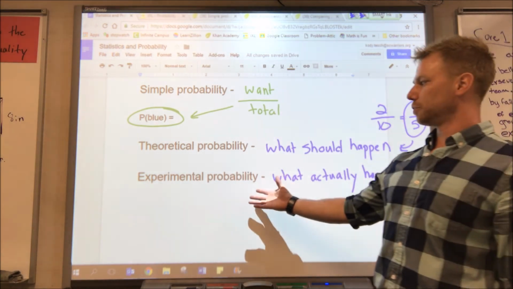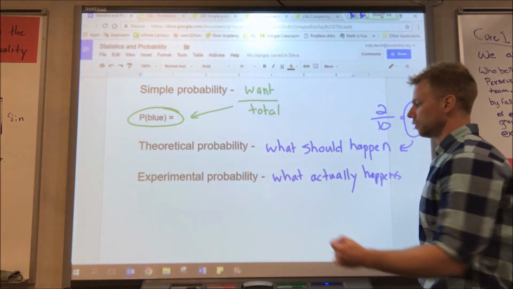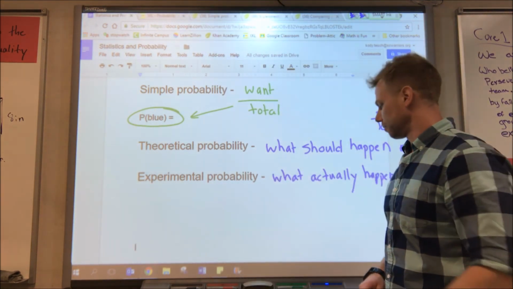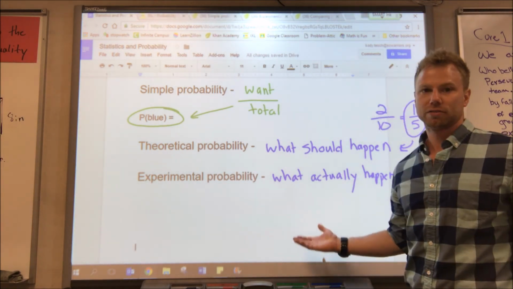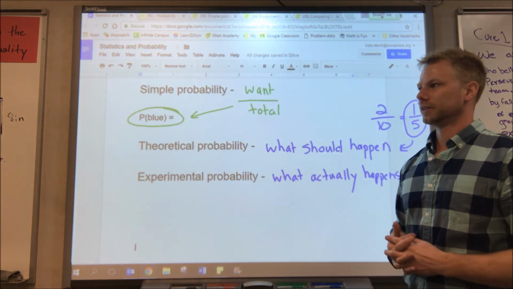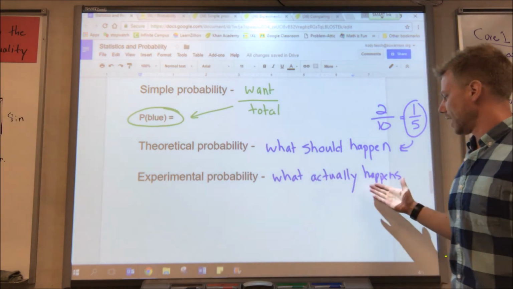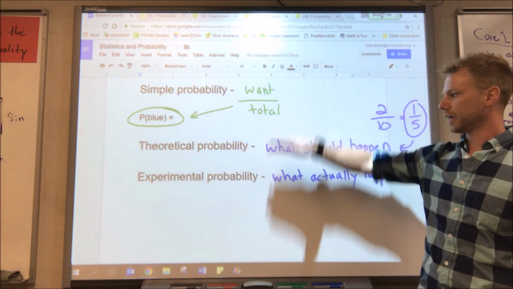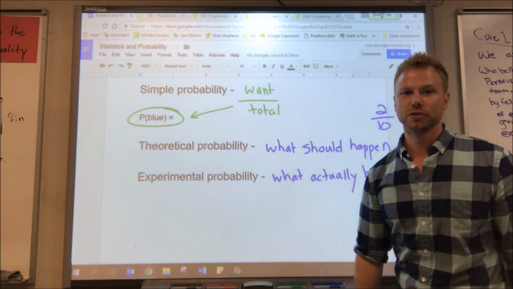Now let's say I do an experiment, I pull out a marble and it's not blue, it's red. The experimental probability in that case would be 0. I didn't get a blue one. So it's what actually happens when you conduct the experiment. Okay? That's all our vocab, all our instruction. Now we're going to some examples.